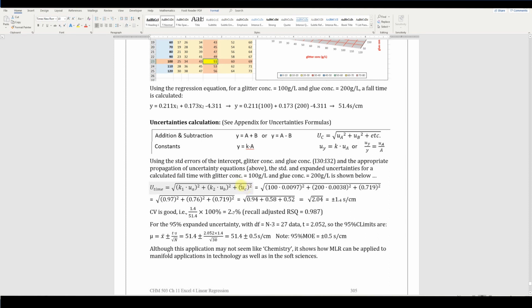And here we have the constant for glitter concentration, which will be, in our case, 100 grams per liter, times the uncertainty of the glitter concentration, which we'll look at in just a moment. It's 0.0097, plus the constant for the glue concentration, which is 200 grams per liter, times the uncertainty of the glue concentration coefficient, which in this case is 0.0038, and we'll look at it in a minute. We combine these together, and we get 1.4 seconds per centimeter. Let's take a look at these coefficients and uncertainties so you know where these are coming from.